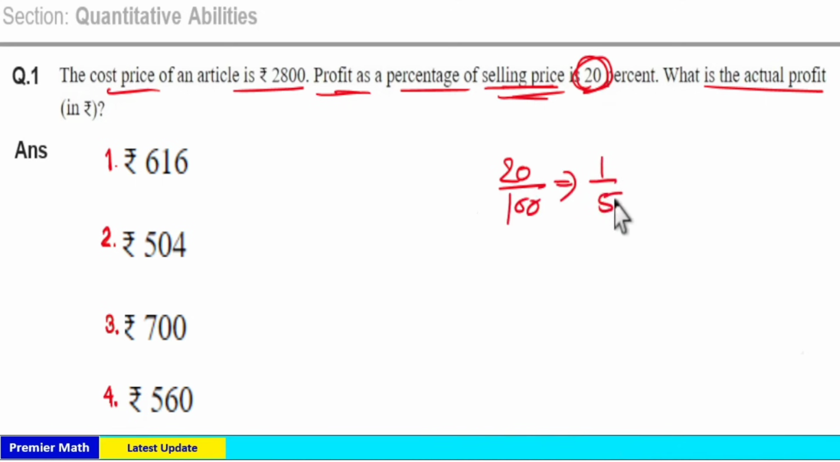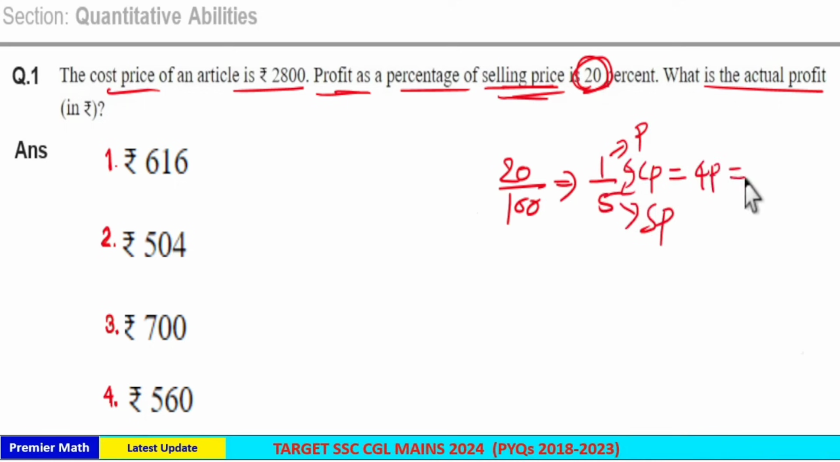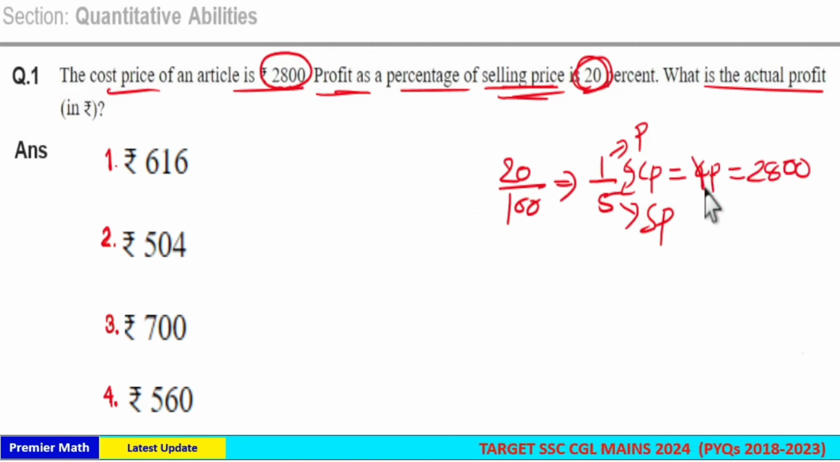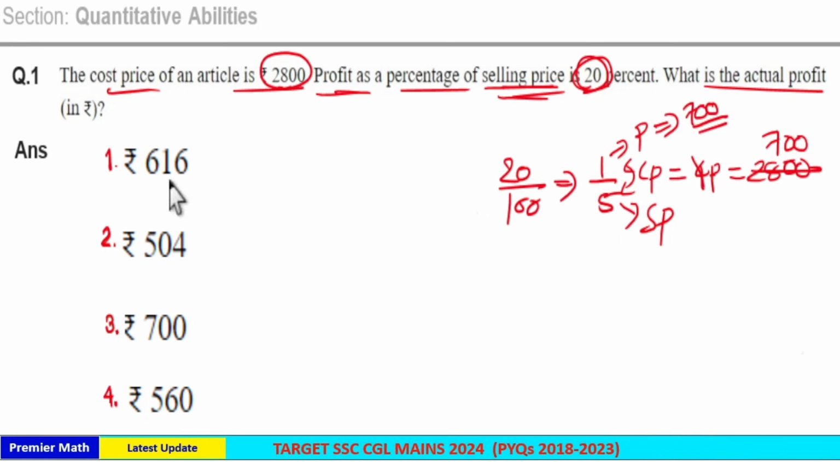1 by 5th of the selling price means if one part is profit, then 5 part is selling price. Now selling price minus profit is equal to cost price, which is 5 minus 1, 4 part. Now 4 part is given in this question as 2800, which means 1 part is equal to 700. If 1 part is 700, here profit is 1 part, which is also 700 rupees. Option 3 is your answer.